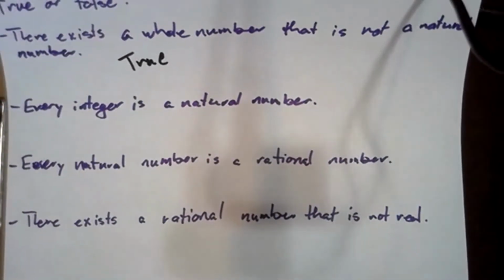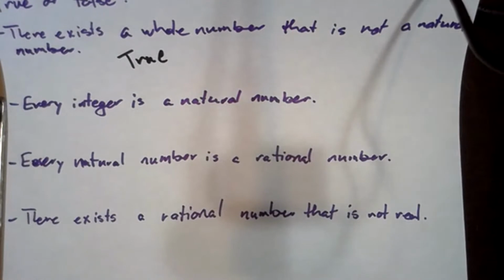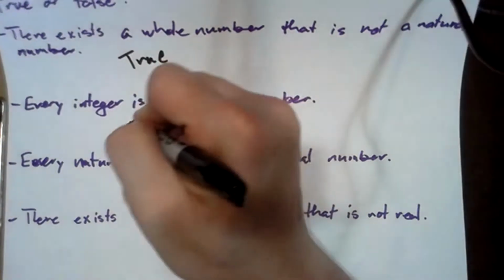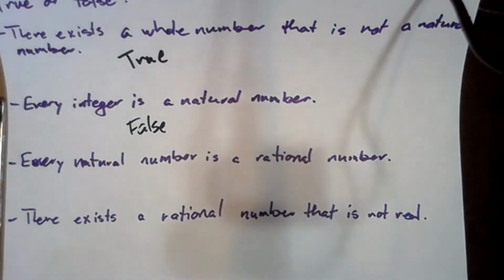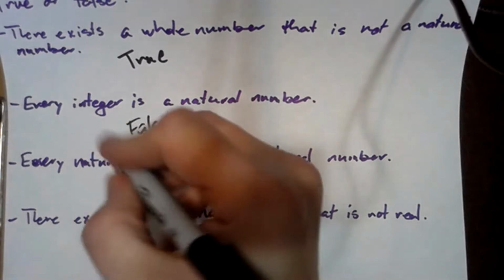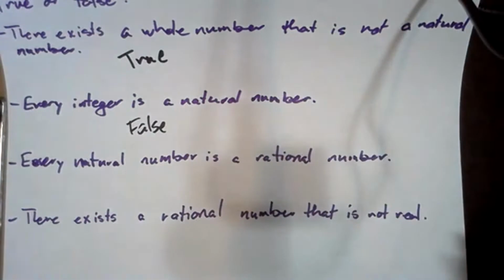Next, every integer is a natural number. That is not true because 0 is an integer and is not a natural number. The same can be said for -1, -2, and so on. So this is false. Next, every natural number is a rational number. Okay, so we consider, are there any natural numbers that are not rational? Are there any natural numbers that we can't write as a fraction or ratio? And no, there aren't, because every single natural number can be written as a fraction by just putting itself over 1. So this is true. Every natural number is a rational number.